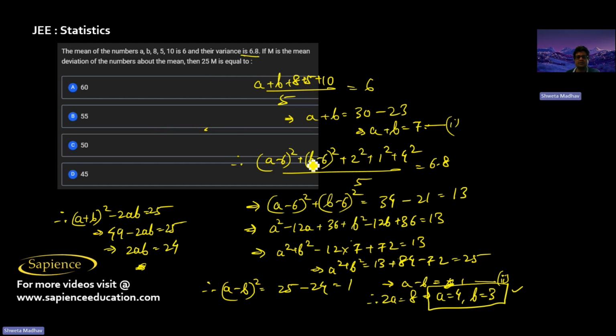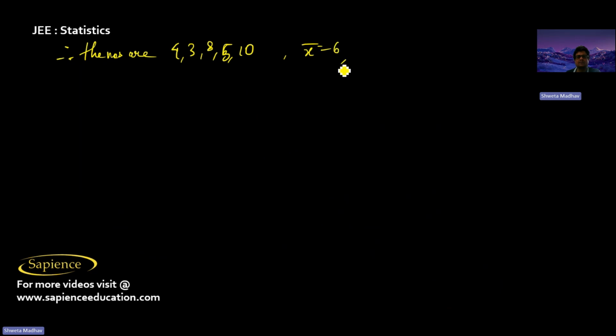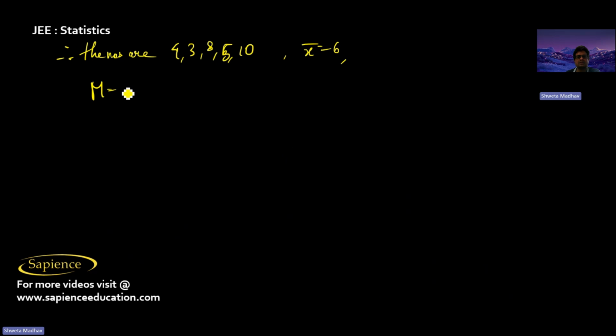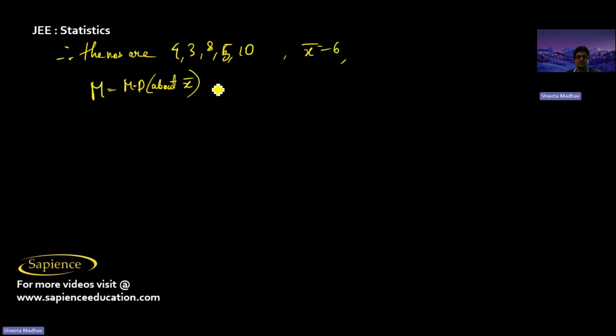So b is 3. Therefore, the numbers are 4, 3, 8, 5, and 10, and their mean value is 6. And so m is the mean deviation about the mean that we have to find out. That into 25 we have to find out.